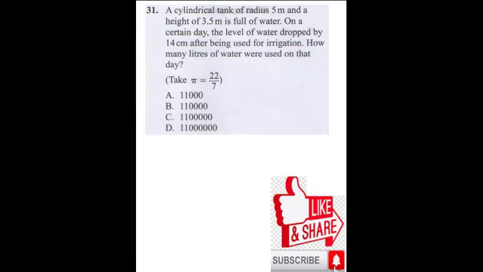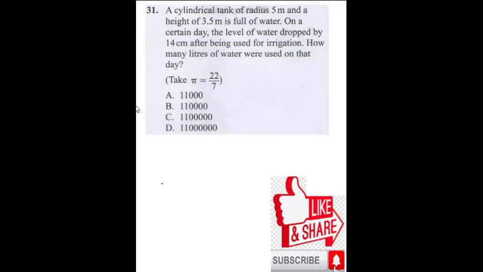Okay, so a cylindrical tank of radius 5 meter and a height of 3.5 meter is full of water. On a certain day, the level of water dropped by 14 cm after being used for irrigation. How many liters of water were used on that day?